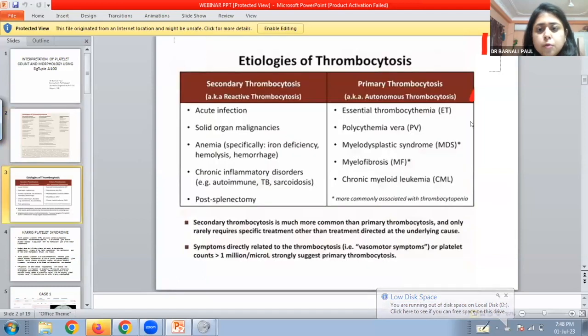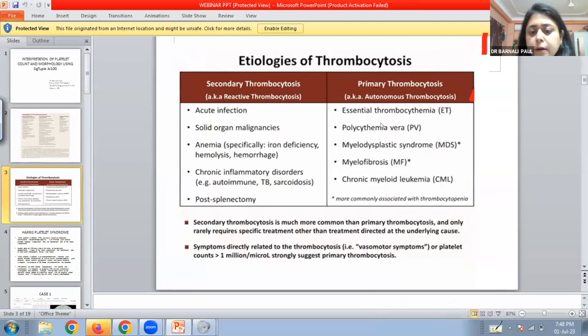So moving on to etiologies of thrombocytosis. Mainly it is divided into primary thrombocytosis or autonomous thrombocytosis, and secondary thrombocytosis or reactive thrombocytosis. Mainly the conditions in which we see thrombocytosis are due to the secondary or reactive causes, like acute infection, solid organ malignancies, anemia, mainly iron deficiency anemias, hemolysis and hemorrhage.